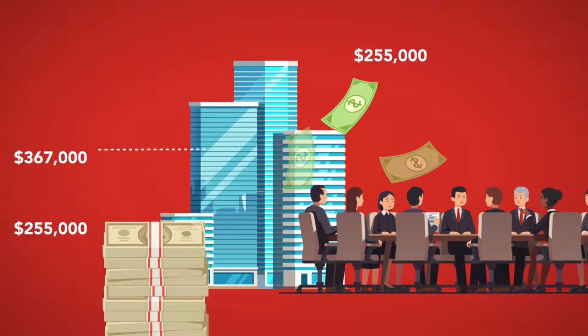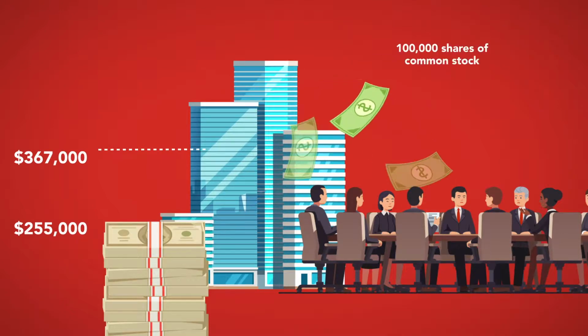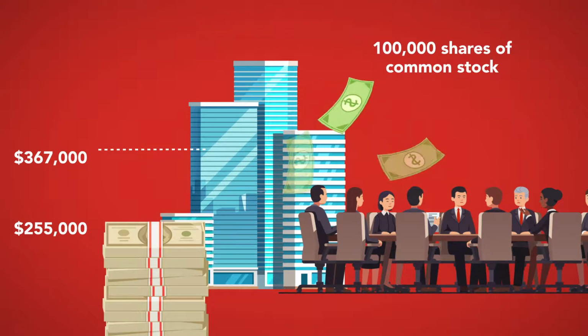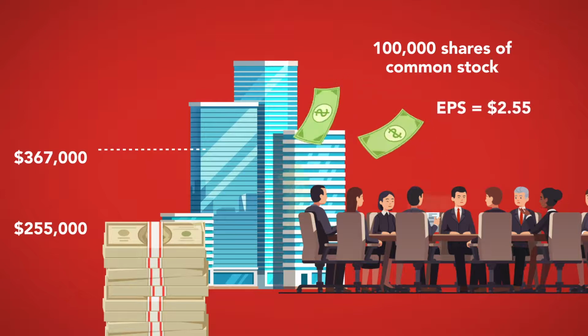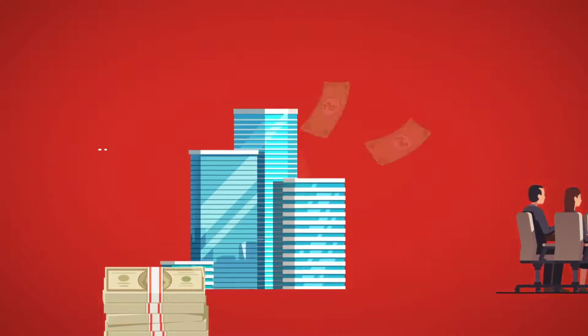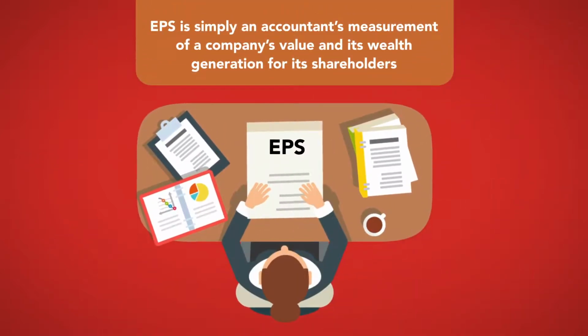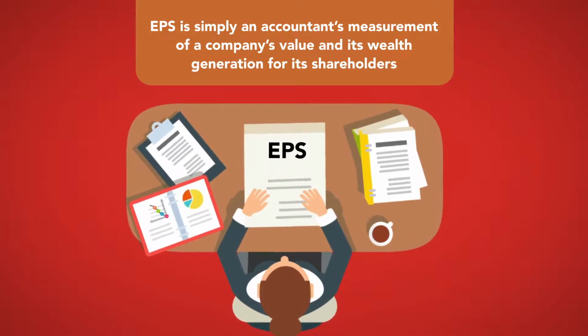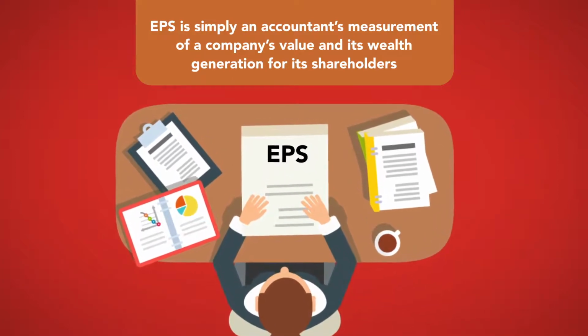Acme has, let's say, 100,000 shares of common stock currently owned by stockholders, so its earnings per share, or EPS, is $2.55. Note that the shareholders might not receive $2.55 in dividends. Rather, earnings per share is simply an accountant's measurement of a company's value and its wealth generation for its shareholders.